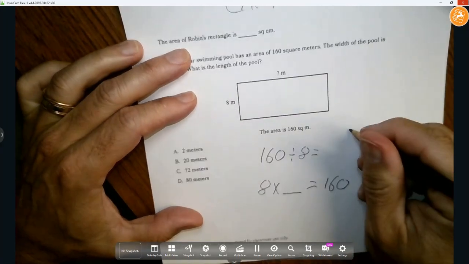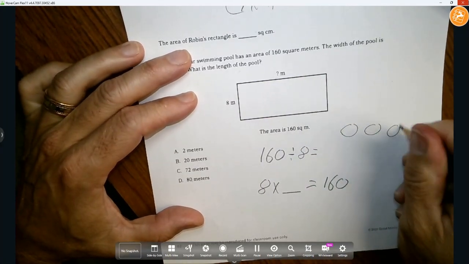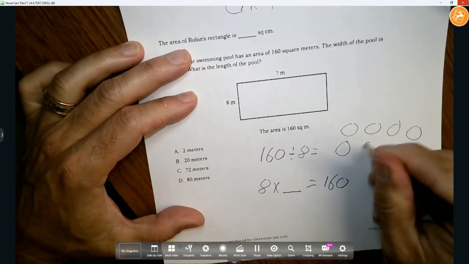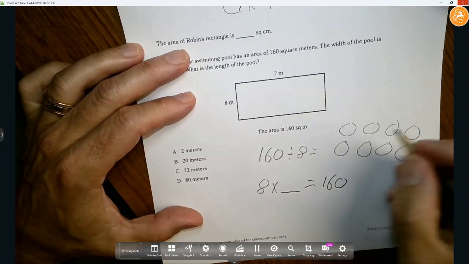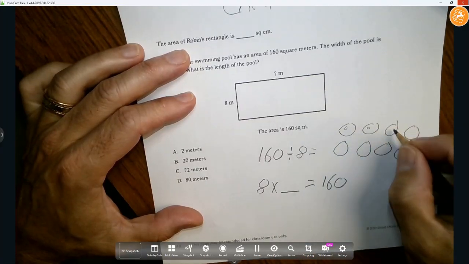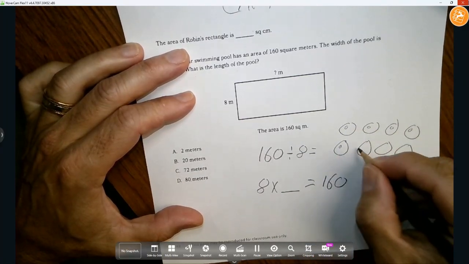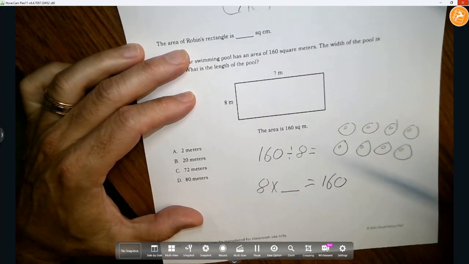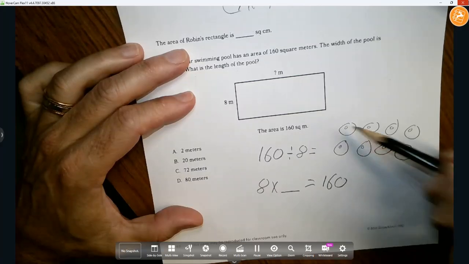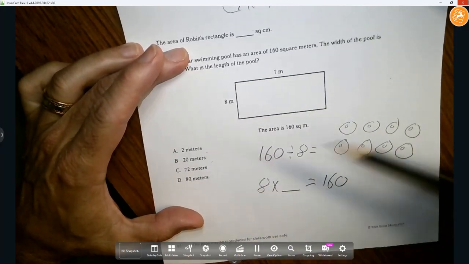Do I draw 1, 2, 3, 4, 5, 6, 7, 8 circles and start counting by tens, going 10, 20, 30, 40, 50, 60, 70, 80. Oh, if I kept going until I got to 160, that would tell me. And then I got to remember these are worth 10. So which one over here is it?